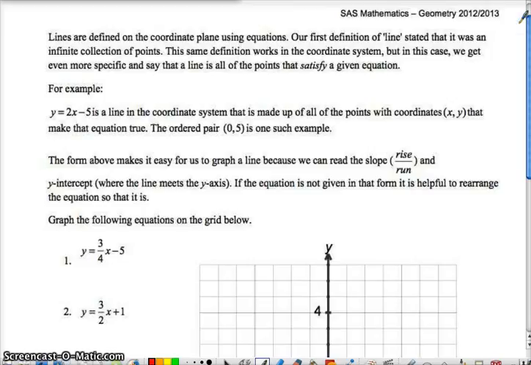So here you can read through this on your own. Try to graph some of these, see how you do. But basically, if you want to pause now, go ahead and pause. And then try graphing and then check later.